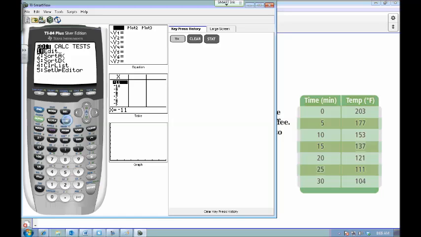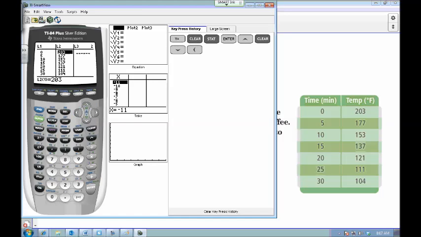Okay, we go to stat. Edit. Now there's a bunch of data. How do we clear it? Up, clear, down. Let's clear everything out. Up, clear, down. Up, clear, down.